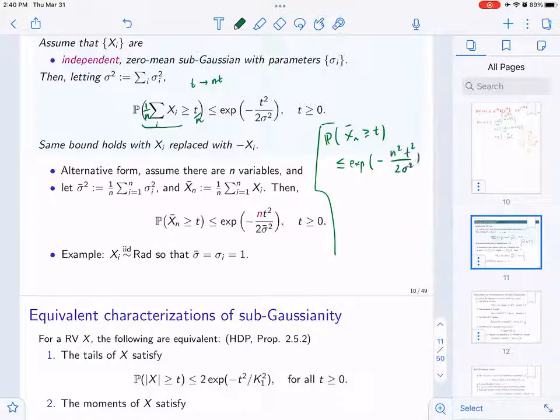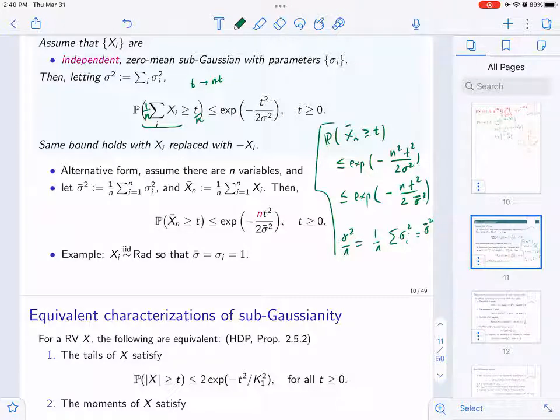I can do this because this holds for any t. I can just reparameterize. And then I move one of the n's downstairs. So you get e to the negative n t squared over 2 times sigma squared over n, which I'm going to call sigma squared bar. Okay, sigma squared over n is just 1 over n summation of sigma i squared, which is like an average variance, or average subgaussian parameter.